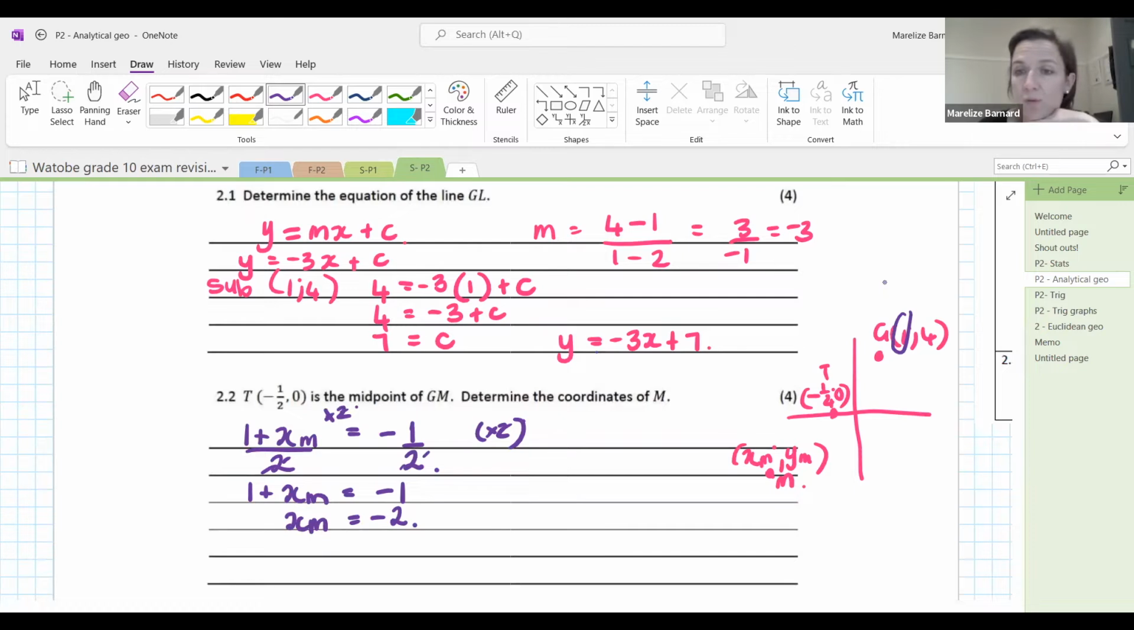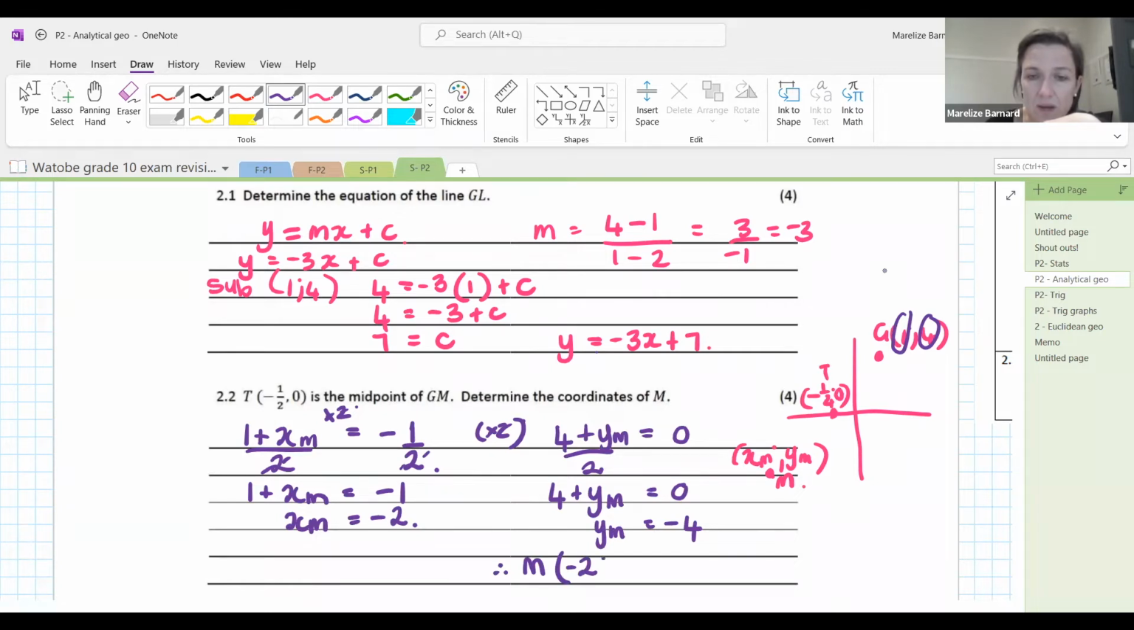And then I do the same for the y's. So I take the y coordinate at G, which is 4, plus the y coordinate at M, and I divide that by 2, and I get 0, because that's the coordinate of the midpoint. Same story, we can times by 2 to get rid of that fraction, and then we're going to take the 4 over to the other side by subtracting it, and we'll get minus 4. So the coordinates of M eventually is minus 2 and minus 4.